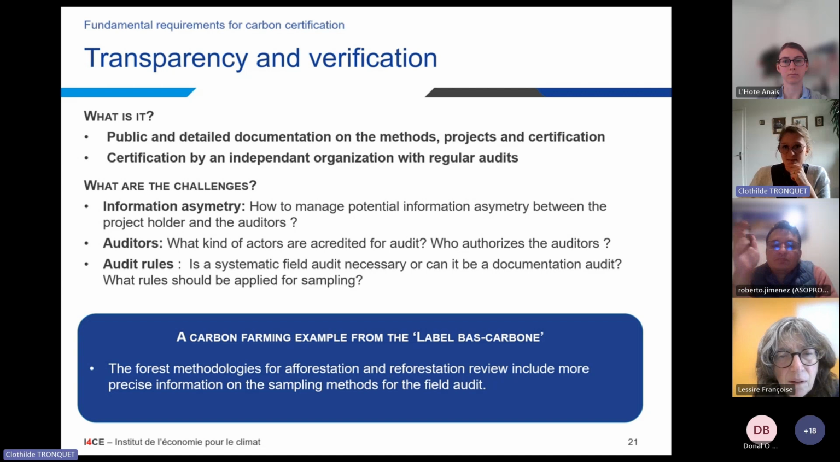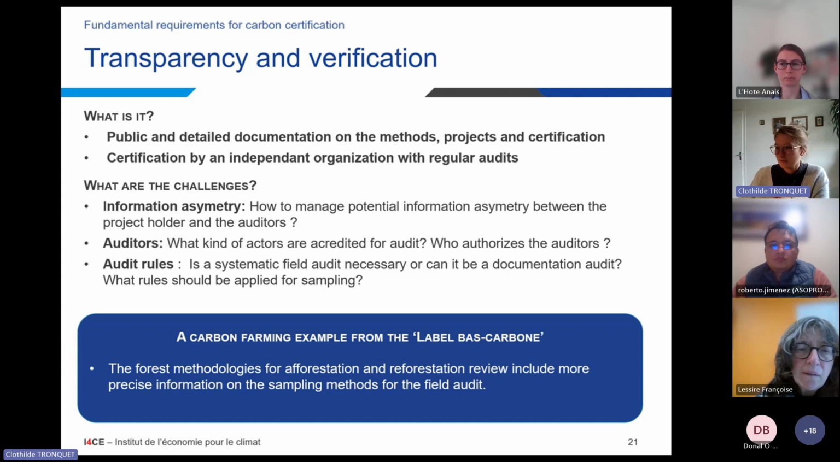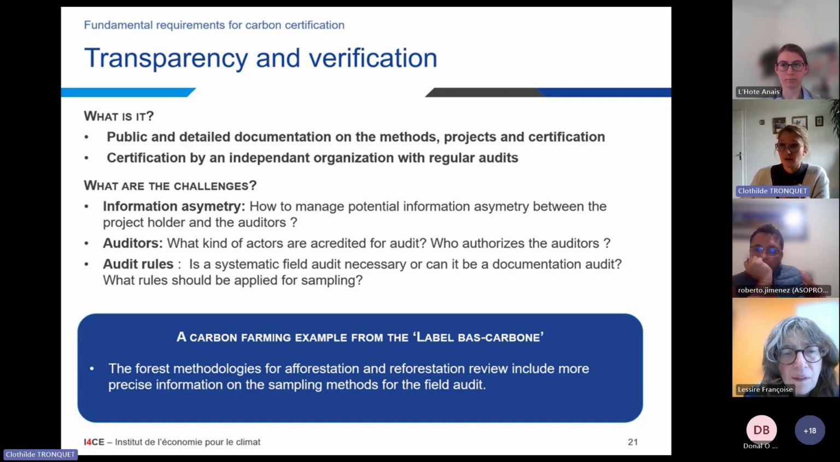Then on transparency and verification. The idea is that the whole documentation of the project, of the methods, and the certification should be made public. And the project should be verified by an independent organization with regular audits. What are the problems with that? Once we've set this criteria, you always have some information asymmetry. So you will always have some information on the side of the project holders that the auditors won't have. So how to frame the carbon certification in a way to actually mitigate this risk?